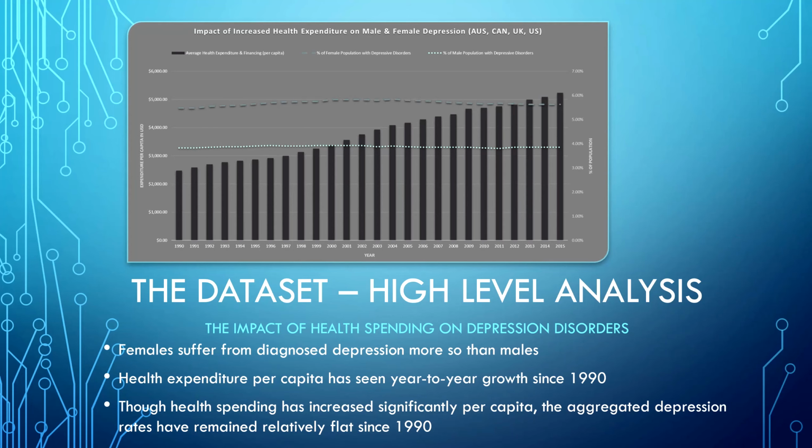But before handing it over to our data scientist, I did perform a high-level analysis of the data. In this particular graph that you'll see here, I pulled the actual health expenditure in aggregate, so that's across all the countries that we were looking at, and by year, so that we can understand, was spend increasing. And then we also incorporated the female and male depression disorder rate. And what we found was relatively interesting.